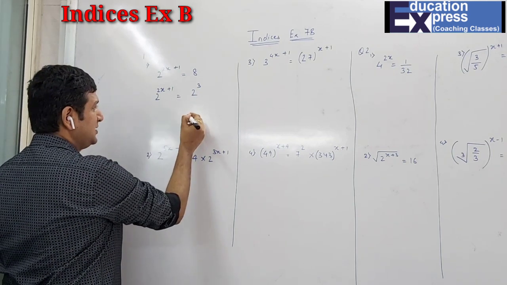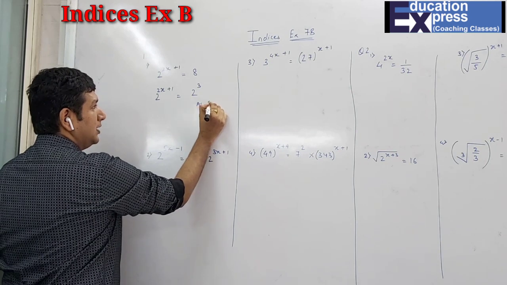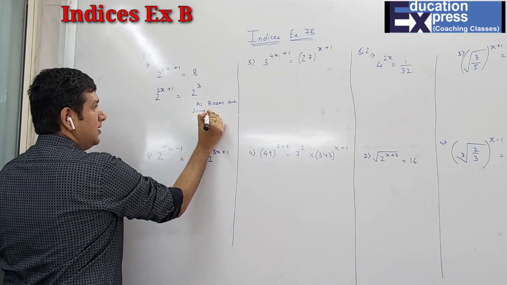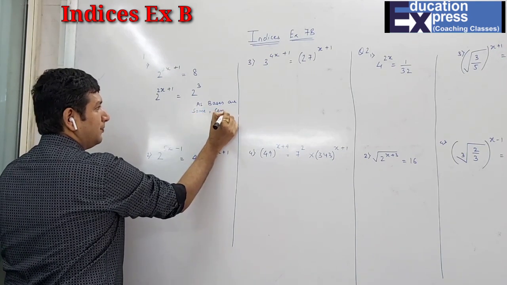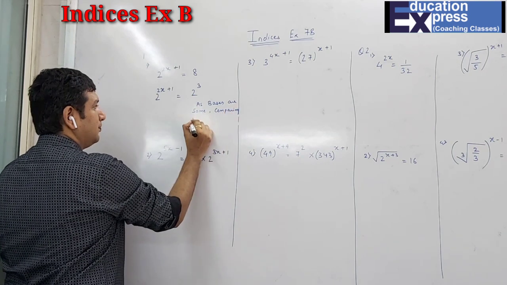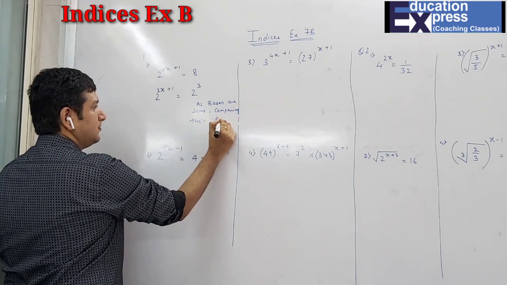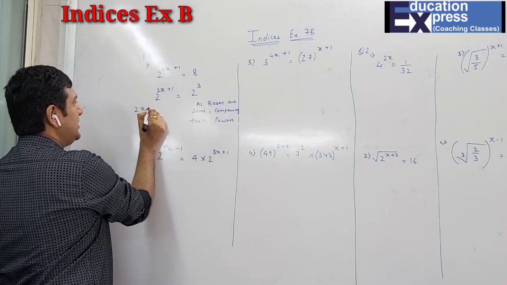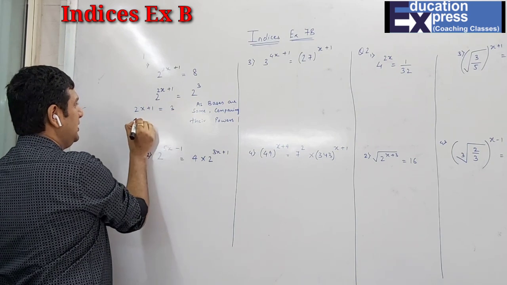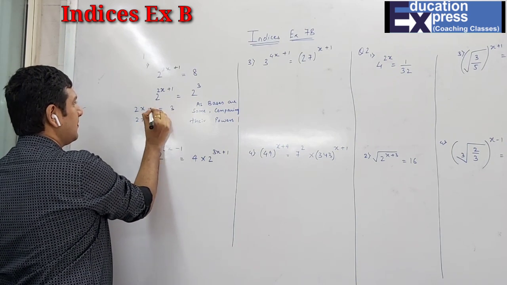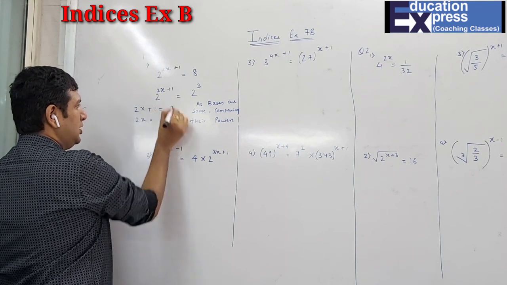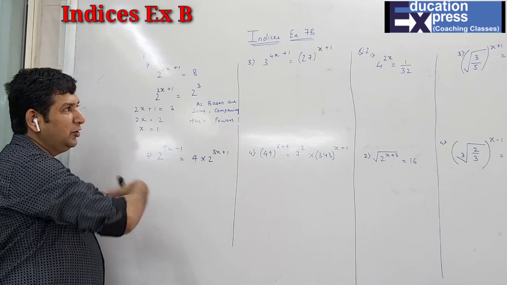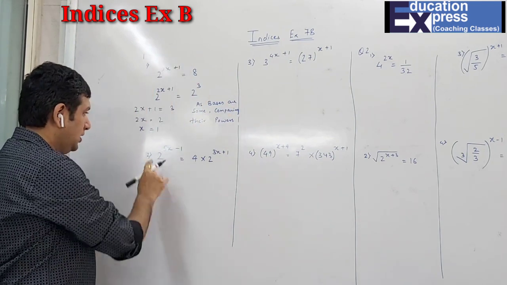As the bases are same, comparing their powers, we can say 2x plus 1 is equal to 3, hence 2x equals 3 minus 1, 2, and x equals 1 is the answer. Same thing you have to do in all the sums. Same. Here, again there are two terms.